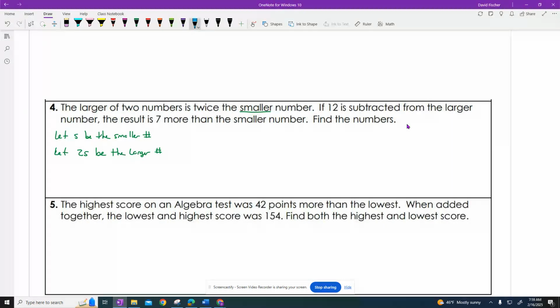Okay, so they said if 12 is subtracted from the larger number, so we just said the larger number is this guy. So now if I say 2S, if 12 is subtracted from that guy, the result, so that's like an equal sign, is 7 more than the smaller number. Well, the smaller number, and this is why it's nice to have this code over here, S, 7 more than the smaller number. Find the two numbers.